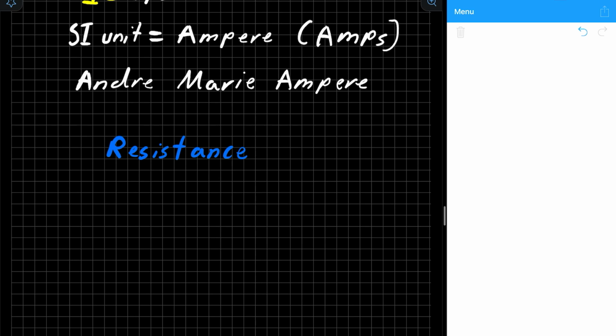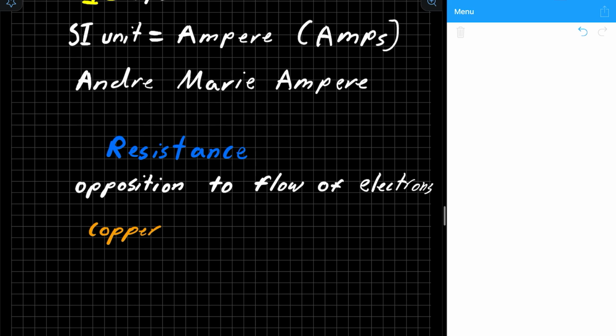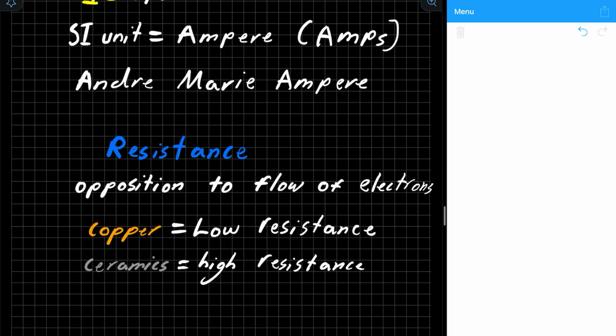Lastly, resistance. Resistance has the SI unit ohms and is described as the opposition to the flow of electrons. Good electrical conductors, such as copper, have low resistance, while insulators, poor conductors, have high resistance.